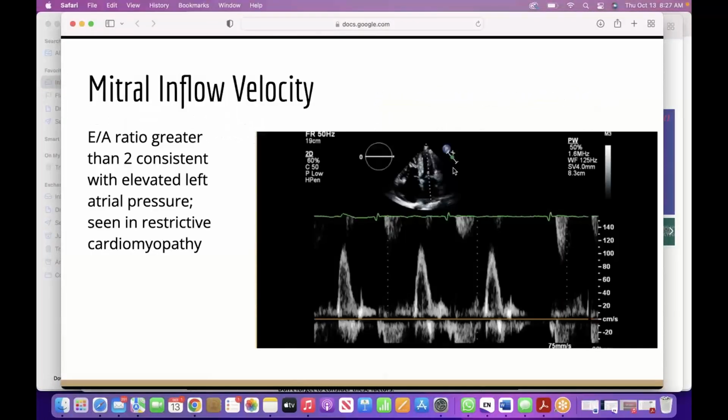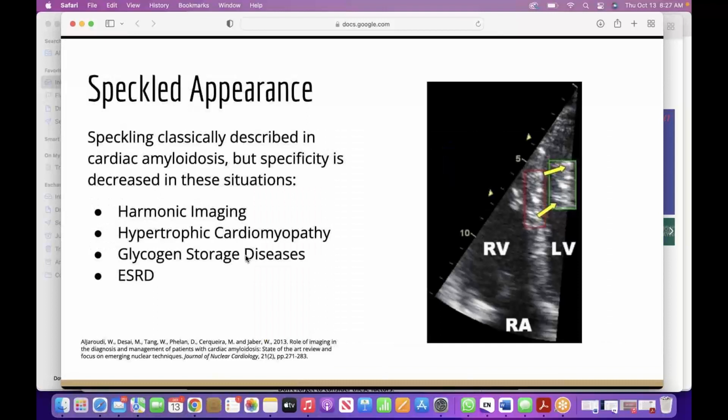This patient's mitral inflow velocity, of course, with atrial fibrillation you can't really comment, but an E/A ratio greater than 2 would be consistent with elevated left atrial pressure. But again, none of that would be specific for restrictive cardiomyopathy and much less necessarily so for amyloidosis, but just something to keep in mind when interpreting the echocardiogram.